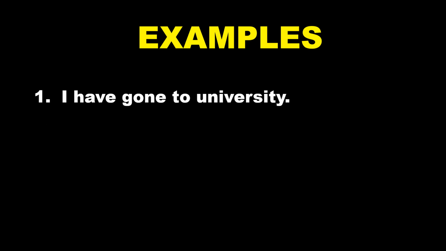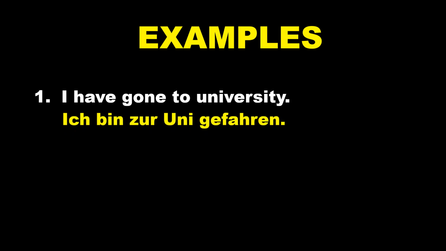Let's see some of them more clearly. I have gone to university, or I went to university. You can interchange these kinds of things. Ich bin zur Uni gefahren oder gelaufen. You can also use gelaufen. University is called in German Uni. Zur Uni. Ich is the subject, bin is the helping verb, sein in conjugated form. Zur Uni, to university, gefahren oder gelaufen, gone.